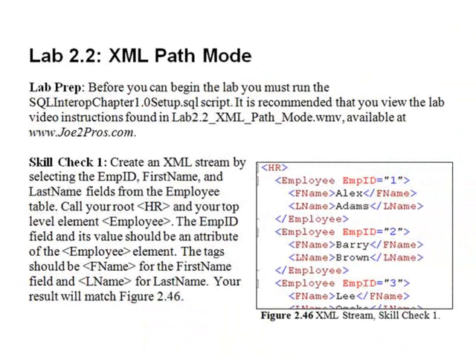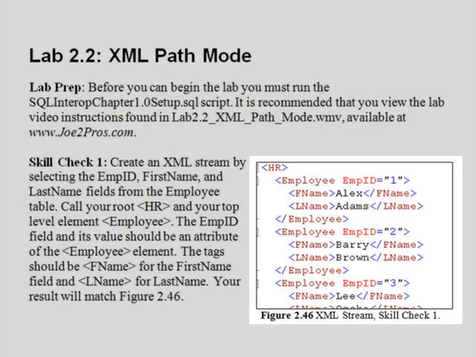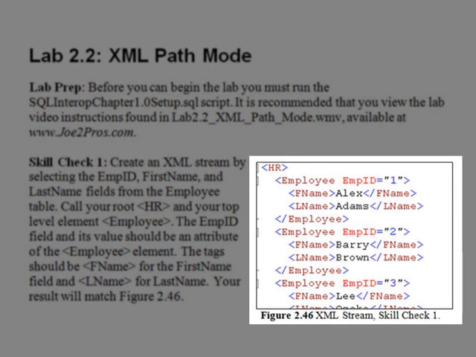Time for Lab 2.2, Skill Check 1. Create an XML stream by selecting the emp ID, first name, and last name fields from the employee table. Call your root HR and your top-level element employee. The emp ID field and its value should be an attribute of the employee element. The tags should be fname for the first name field and lname for the last name field. Your results should resemble the figure you see here.